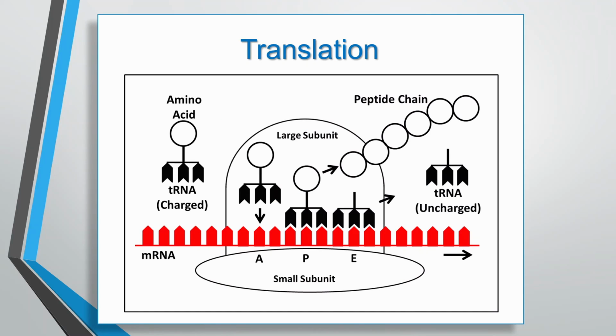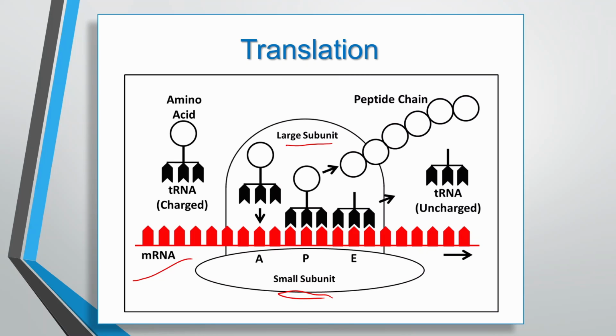Now, as I explain translation, I want to show you this 2D image to help you visualize the process. Here are the small and large subunits of the ribosome, so we got those labeled there, right? This is the large one. And then the red in here, this is the mRNA being fed through the ribosome.